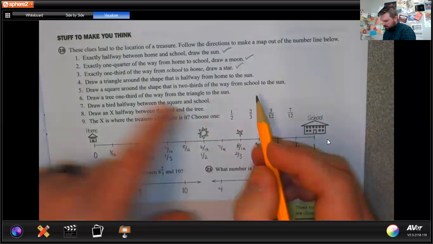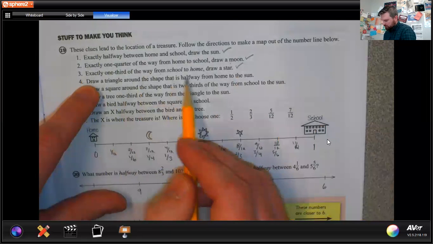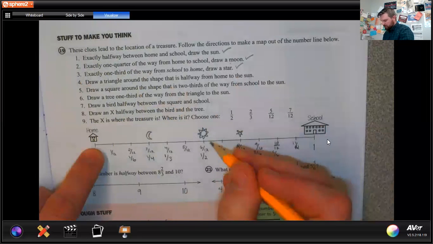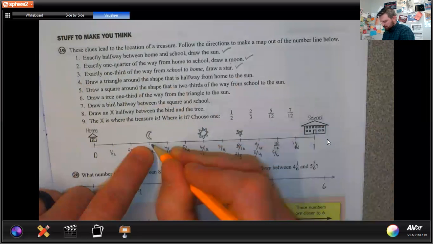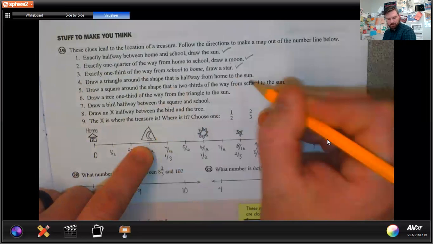Draw a triangle around the shape that is halfway from home to the sun. So home to the sun, halfway, we're going to draw a triangle around that shape. So a triangle around the moon.